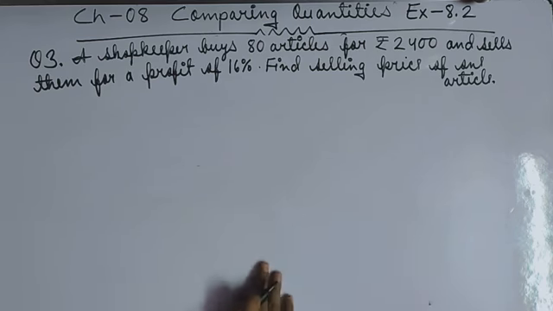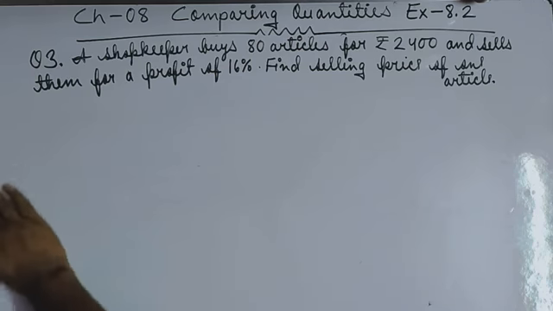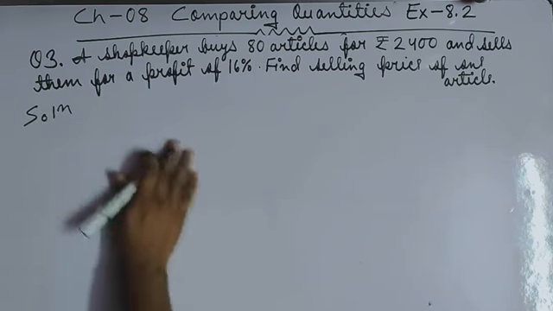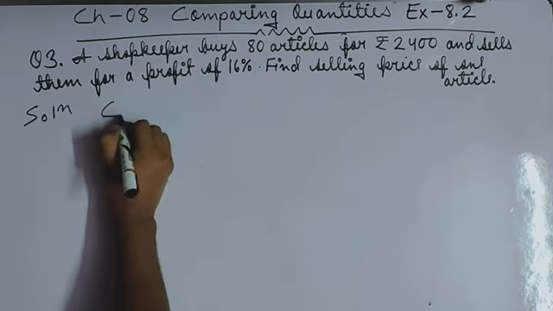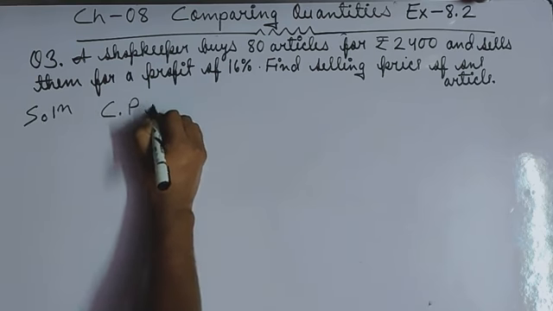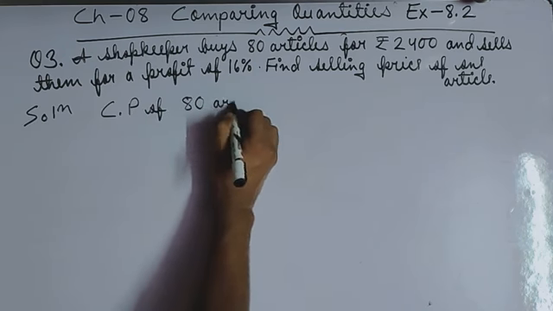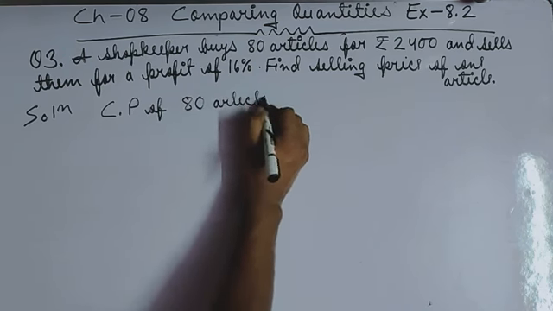So let us start with what is given to you and find the solution of the problem. So the cost price, I will write CP of 80 articles. CP of 80 articles is given to you, how much?